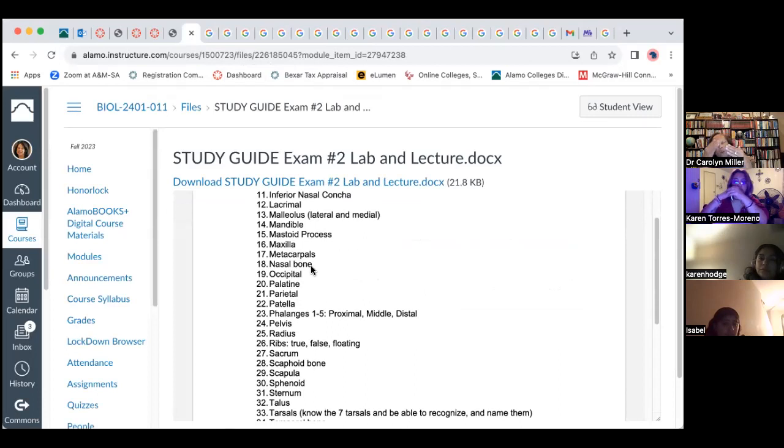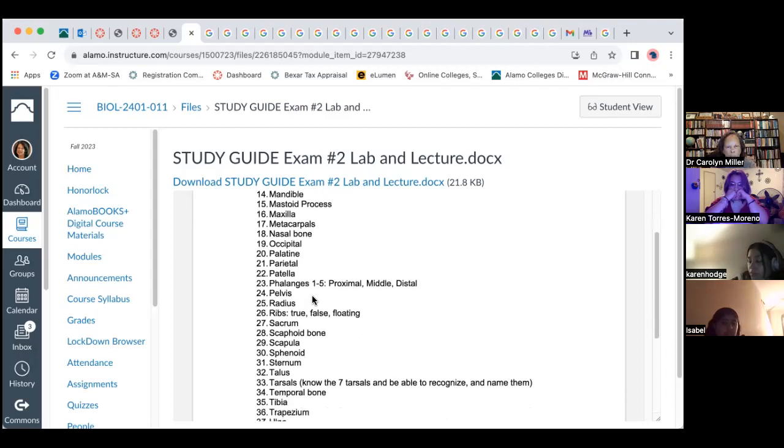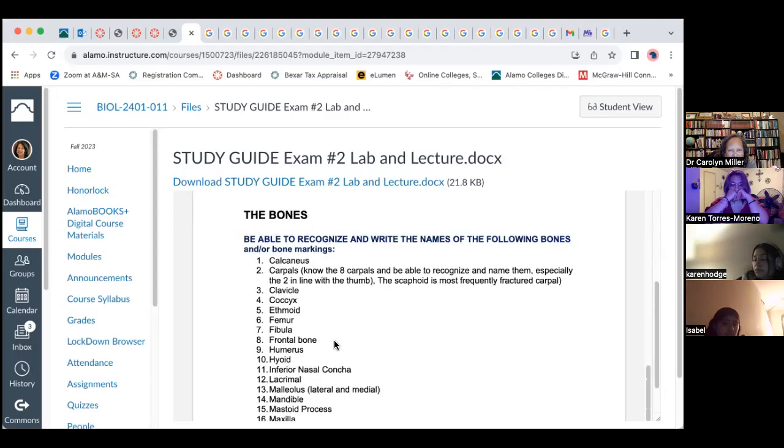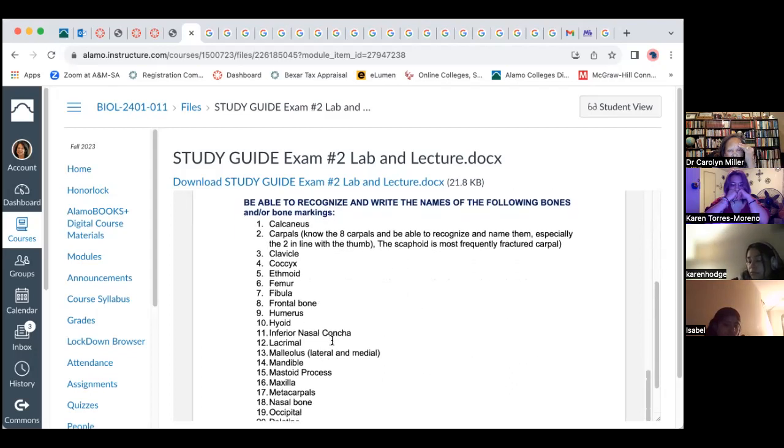There could also be a question that says, name the 14 facial bones. Or, I'm sorry, name how many bones are in the face, name them. How many bones are in the cranium, name them. We went through true, false, floating, scaphoid, sternum. So the only thing I probably need to show you is the sternum. And which other one was I going to show you?